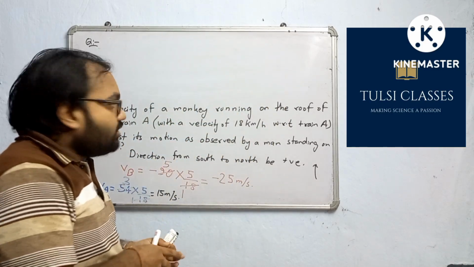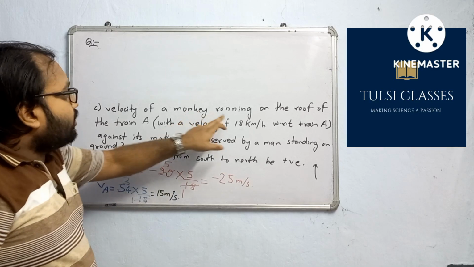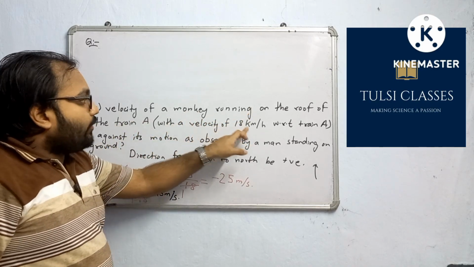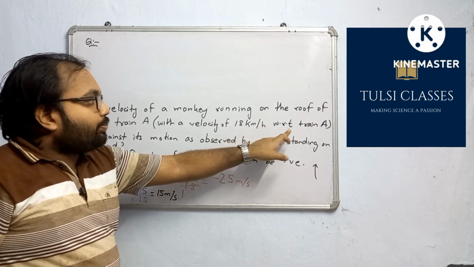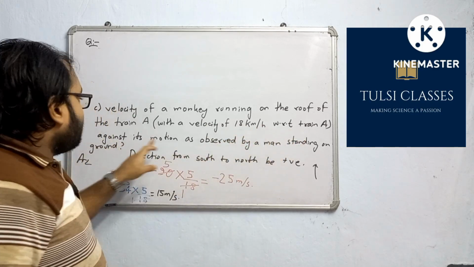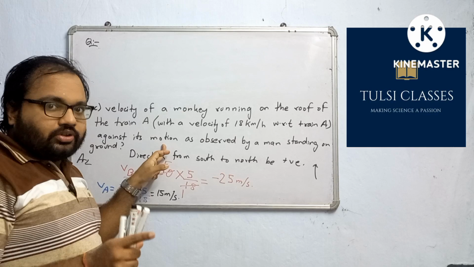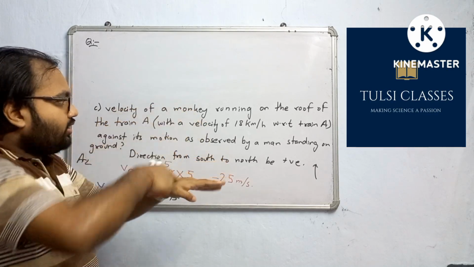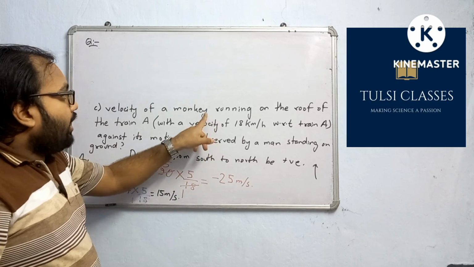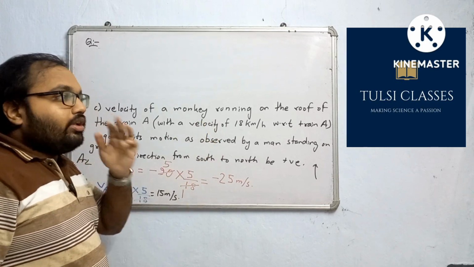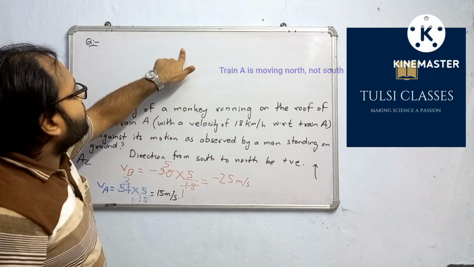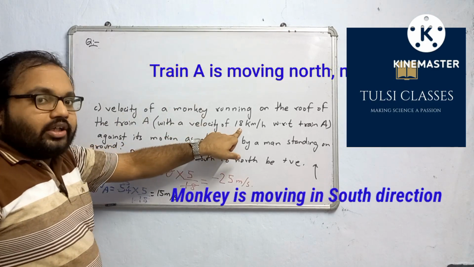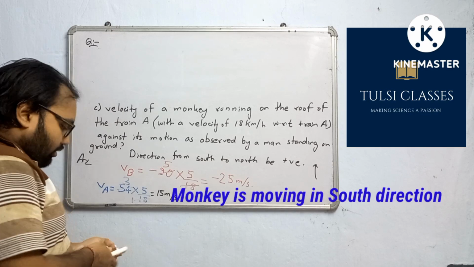In C it has been said, velocity of a monkey running on the roof of the train A with a velocity of 18 km per hour with respect to train A, against its motion. That means the monkey on the roof of the train is running against its motion. And train A was moving south. Train A is moving south, means the monkey is moving northwards with a velocity of 18 km per hour.